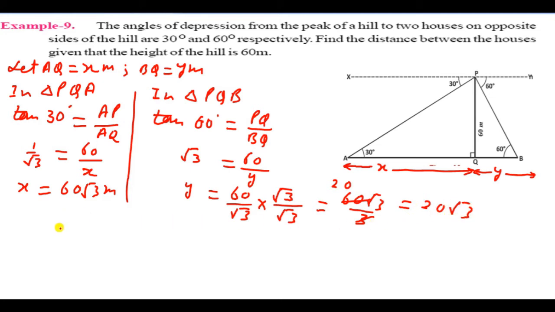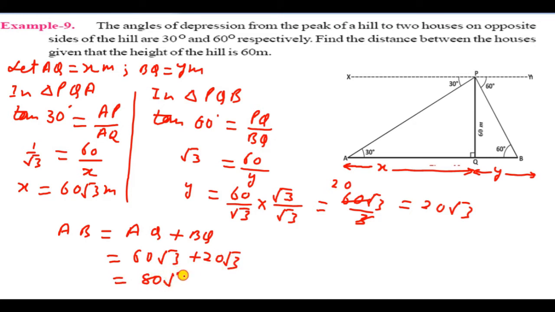Now we want to find AB. AB is equal to AQ plus BQ. AQ is 60 root 3 and BQ is 20 root 3. So it becomes 80 root 3 meters. That is your answer.